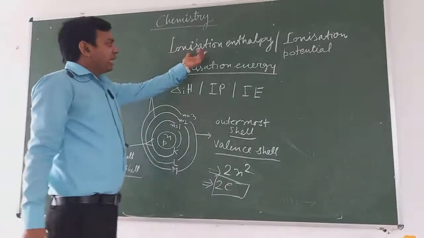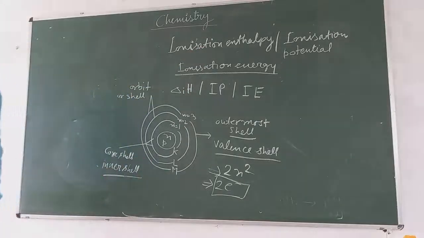And ionization enthalpy: the minimum amount of energy required to remove the most loosely bound electron from an isolated gaseous atom to form a gaseous cation is called its ionization enthalpy.